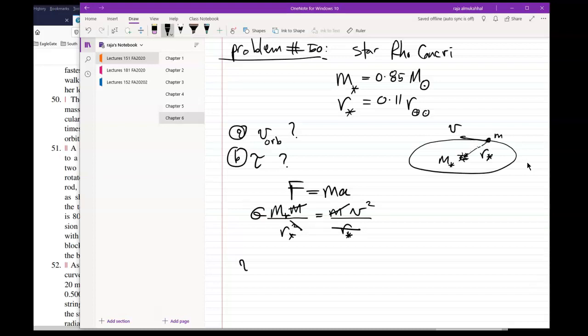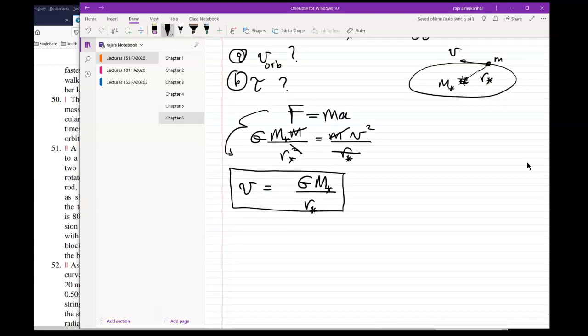So basically the velocity becomes equal to the square root of G times the mass of the star divided by the radius of the star. You can actually box this equation and use it all the time rather than going through those 3 steps. So that's the formula, and then we just plug in the numbers.